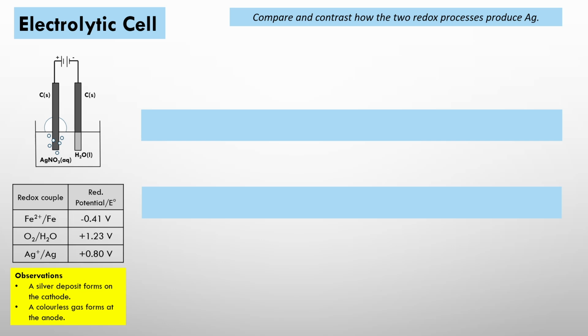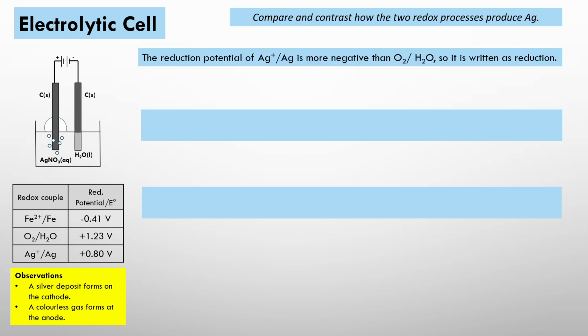Now, because this is an electrolytic cell, which is not spontaneous, there's a power source at the top providing the electrical energy. The couple that is going to be reduced is the one that is most positive. So it's opposite to the electrochemical cell. Here, my reduction one is going to be the silver again, because if we look at the silver reduction potential of positive 0.8 and the oxygen one of plus 1.23, we can see the silver is more positive. It's going to be written as reduction.